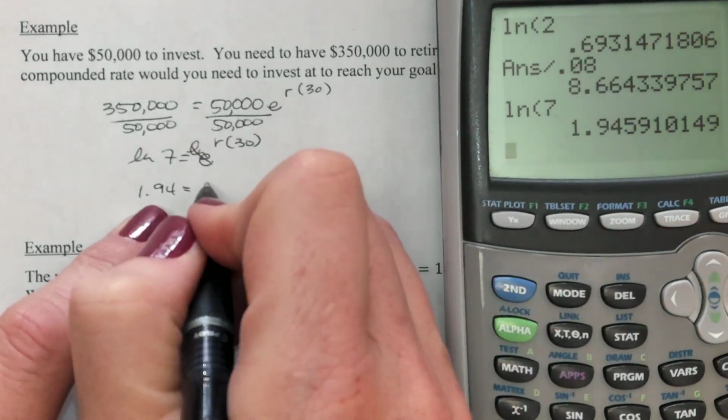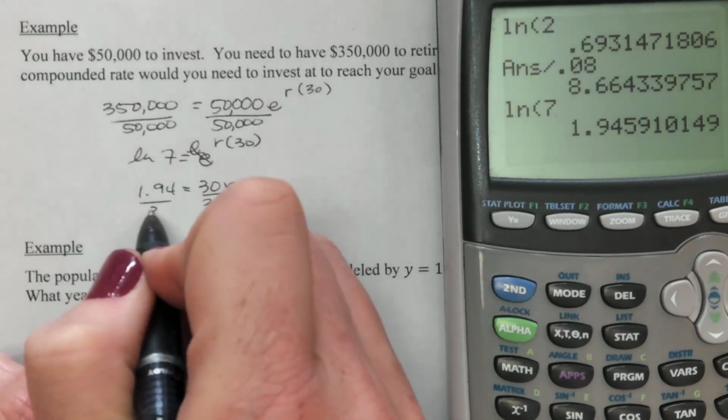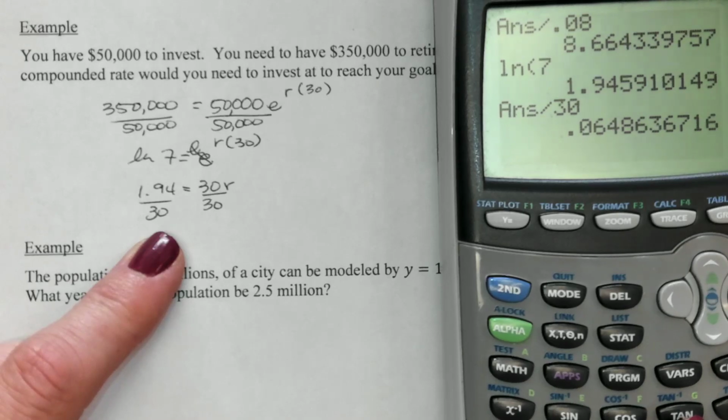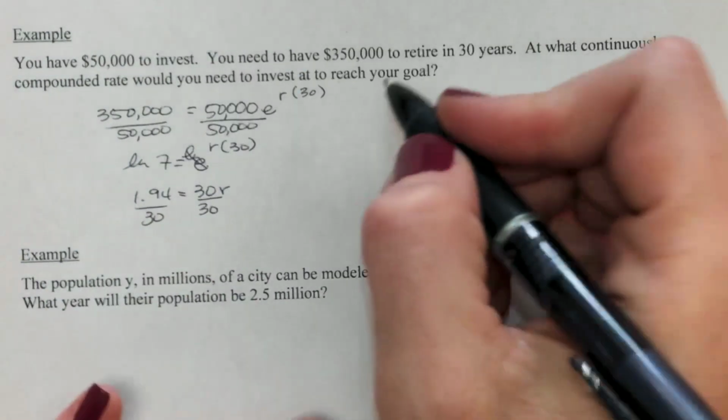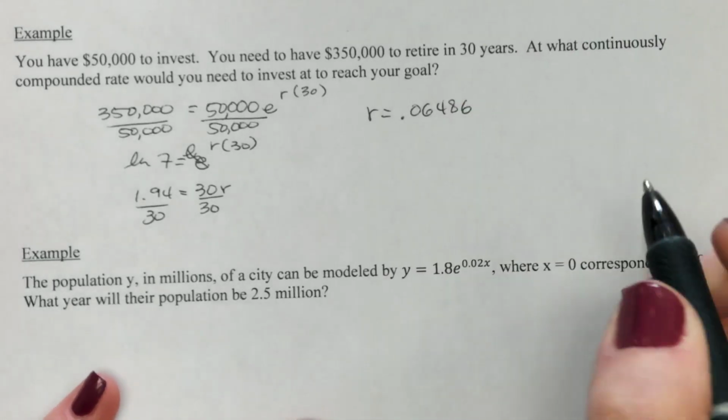And then that's going to equal 30r, or r times 30. Last step will be to divide by 30. So I'm just going to hit divide by 30, and that's the decimal that I want. So my rate ended up being 0.0648. I'll do 4 decimal places.